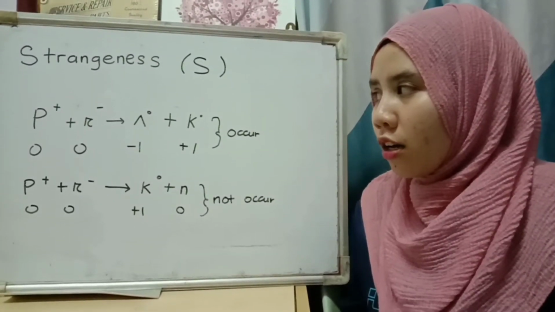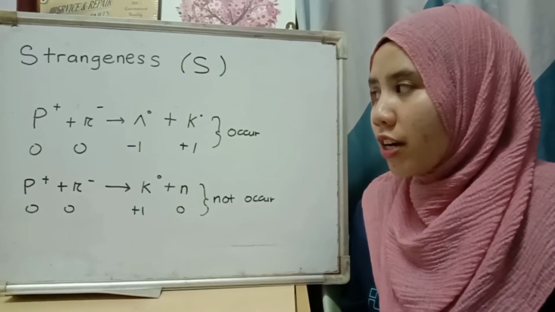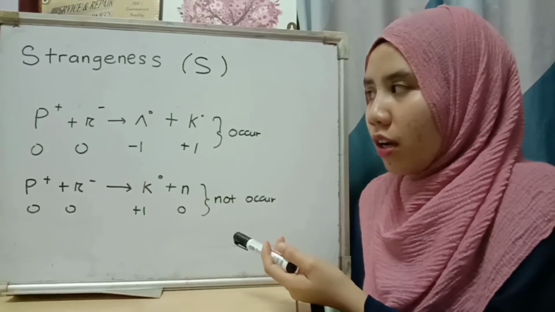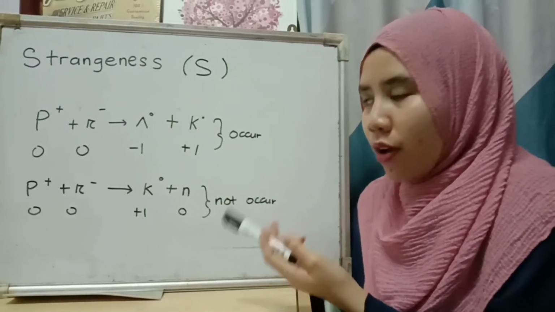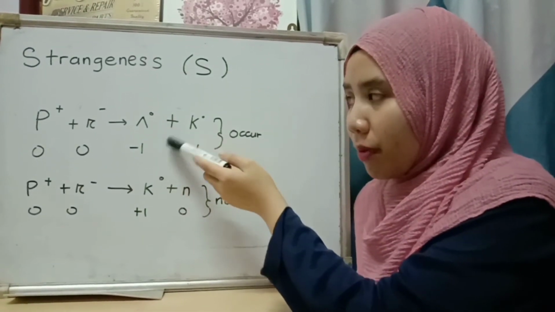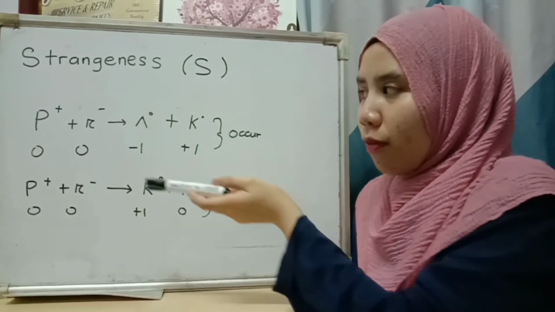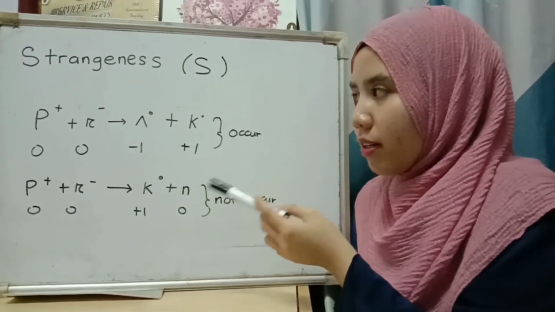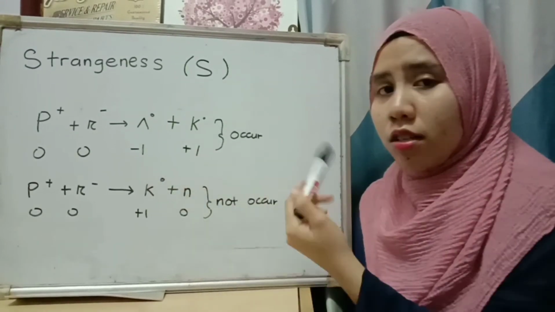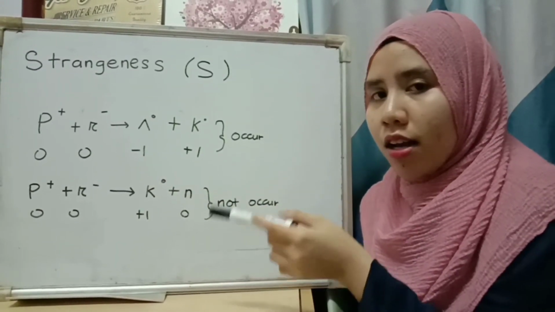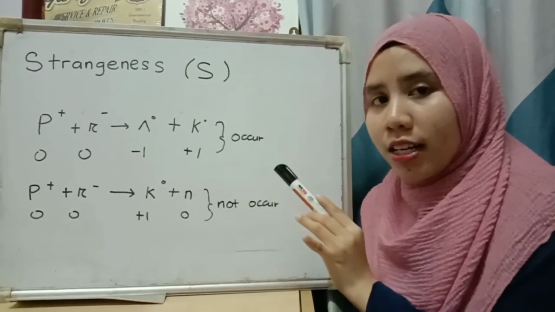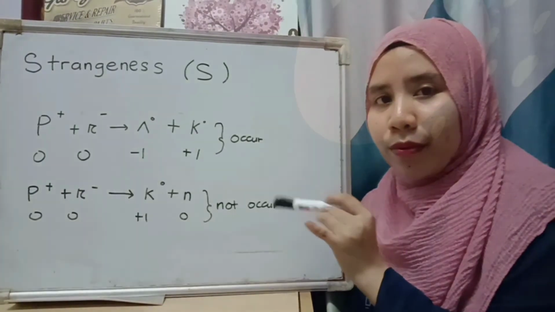Additionally, whatever the strangeness value of a particle is, its antiparticle has the opposite strangeness value. Let me give you one example. This lambda has a strangeness value of negative 1, but the antiparticle has the opposite strangeness value, positive 1.